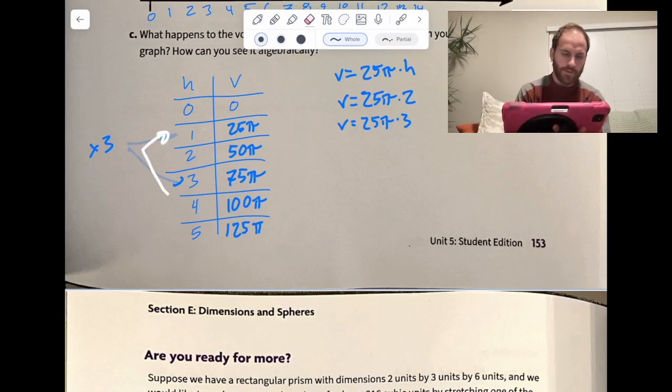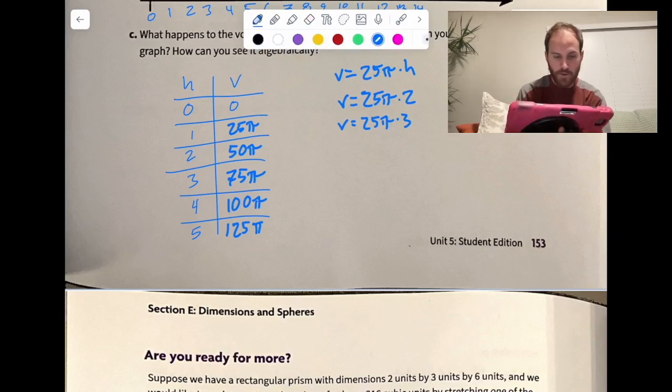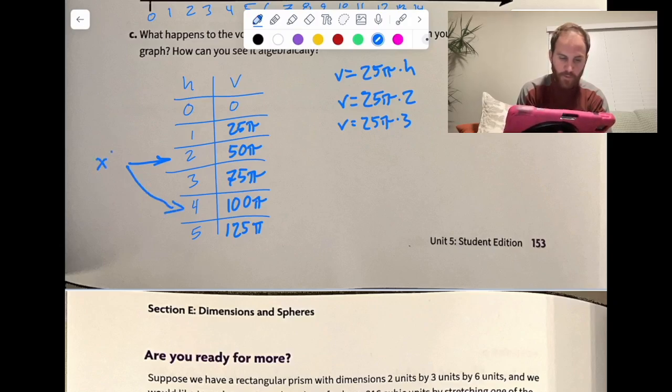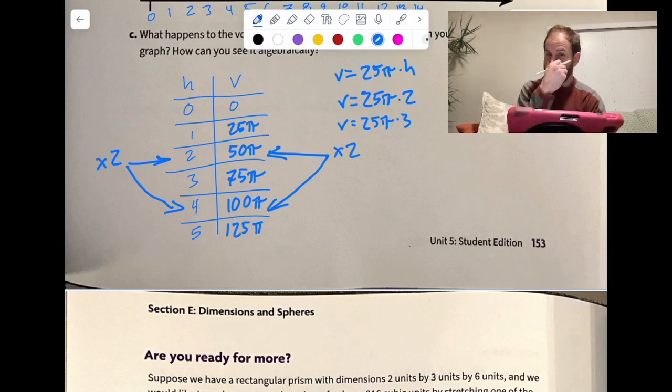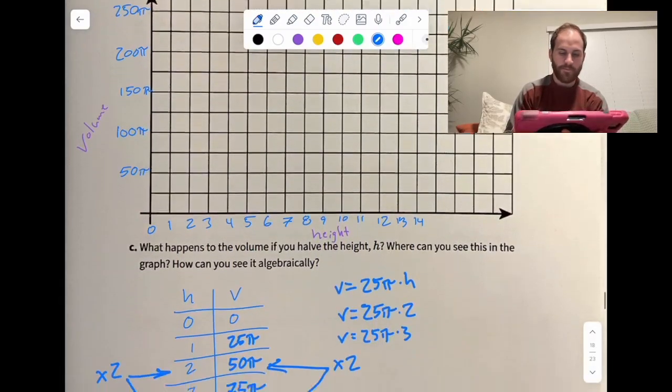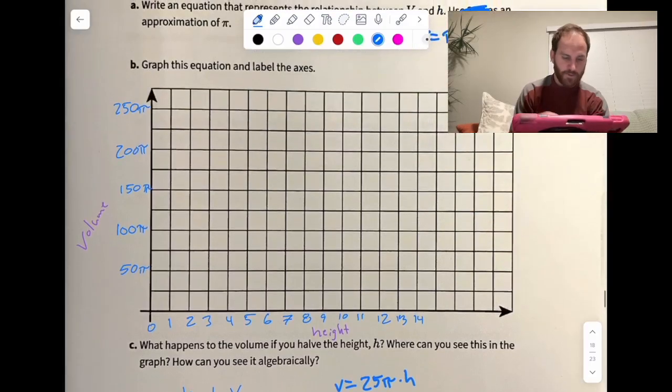This also works for this one. Let's say our height started out with 2. If we multiply that by 2, we'd get 4. And you can see here it goes from a volume of 50 pi to a volume of 100 pi. So the idea here is if we multiply the height by a scale factor, we're going to multiply the volume by that same scale factor. And let's plot some of these points on this graph. We've got 0, 0. 1 is 25 pi, 2 is 50 pi, 3 is 75 pi, 4 is 100 pi, and 5 is 125 pi.